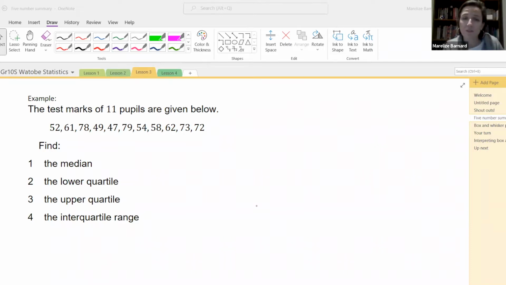Everyone else, what's the first thing we need to do before we actually start? We can't just start straight away. We must do something first. Yes, Monica, what is it? Ma'am, you have to rearrange from the smallest to the biggest. That's right. Well done. Good job. Yes, Ntandukazi, we have to arrange from smallest to biggest first.